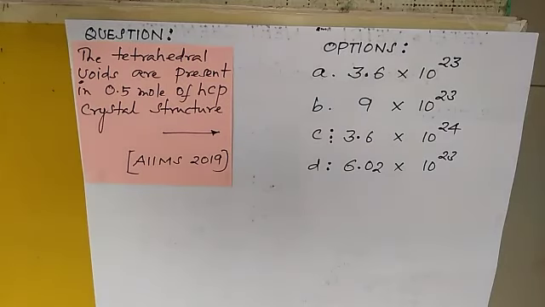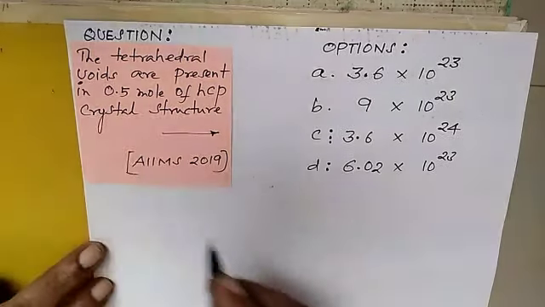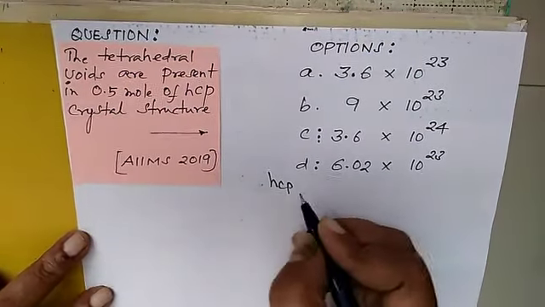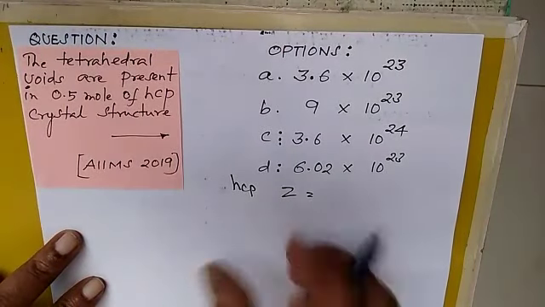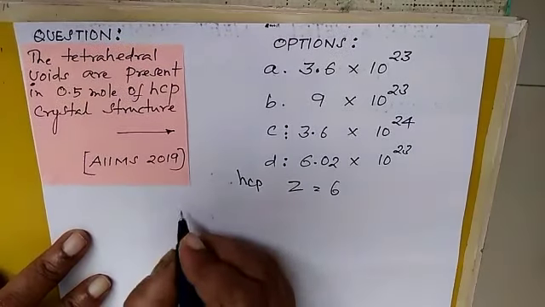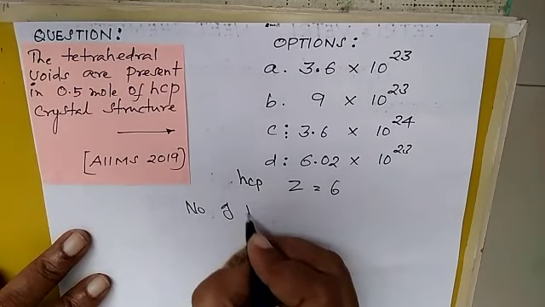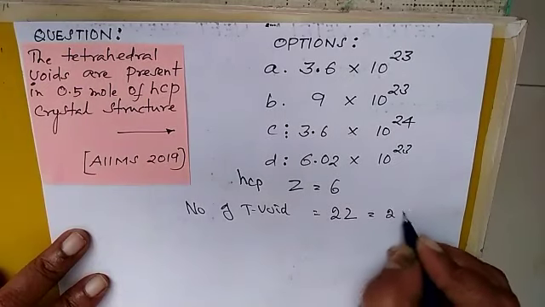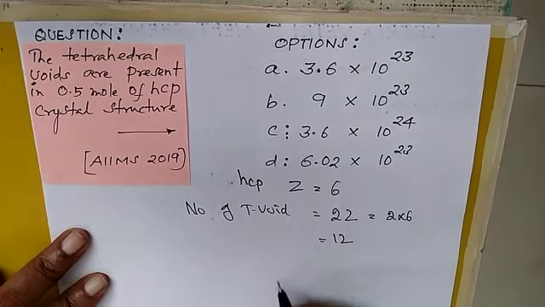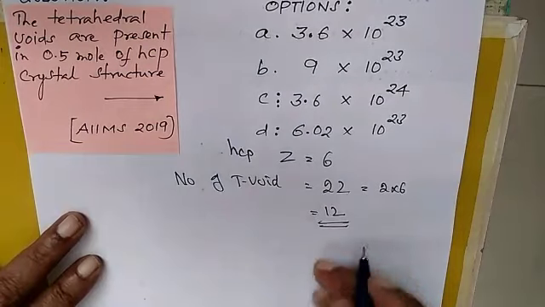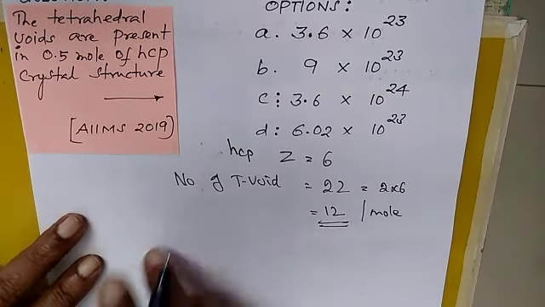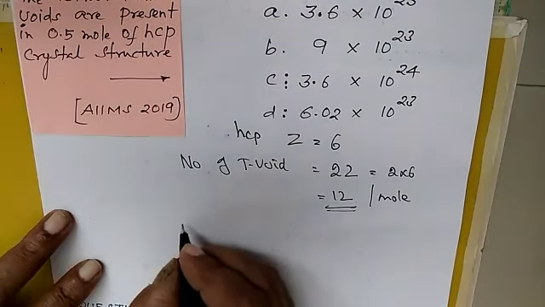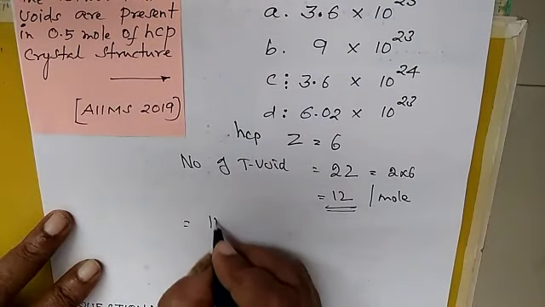This is the question. Now let us see what the thing is regarding HCP: number of atoms per unit cell is 6. What is the number of tetrahedral voids? Formula is 2Z, that is equal to 2 into 6, that is equal to 12. This is the total number of voids per mole. They are asking total number of moles, for example 0.5 mole. So per mole is 12.